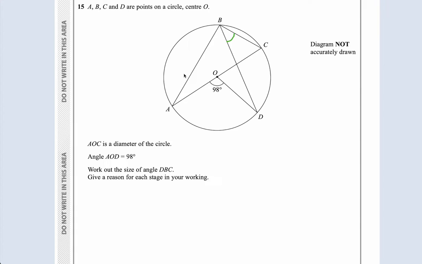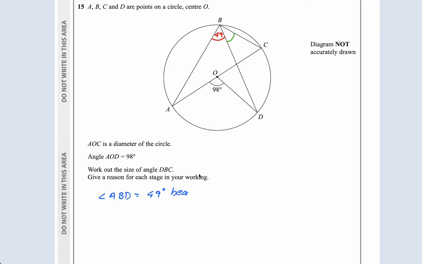Okay, so guys, straight away, when I see this and this, I think, right, this angle here has to be half of this. It is 49, because 49 plus 49 is 98. Okay, so we have to explain why. So angle ABD equals 49 degrees. Because we have to say why, guys.